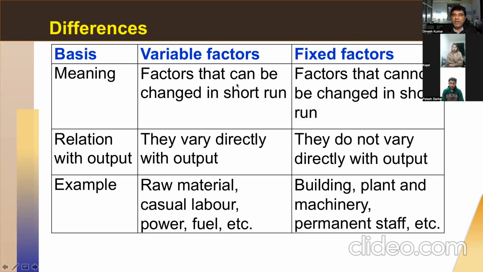Now see the difference in variable and fixed factors. Factors that can be changed in the short run are variable factors. Factors that cannot be changed in the short run are fixed factors. The variable factors generally vary directly with output. Up to some extent, you can increase output by increasing the variable factor. Examples of variable factors are raw material, casual labor, and power. Examples of fixed factors are building, plant and machinery, permanent staff, etc.